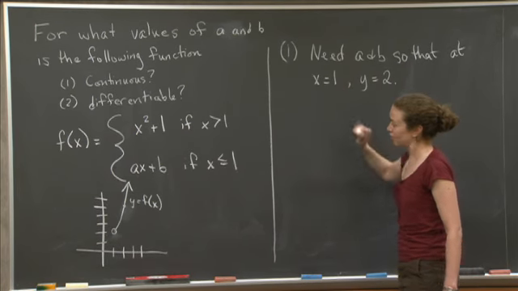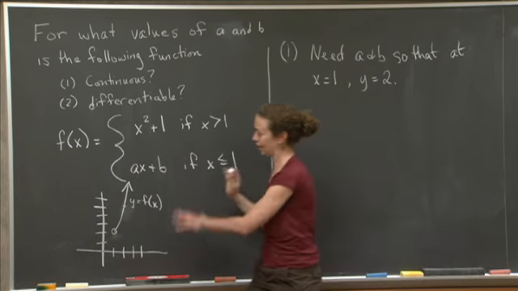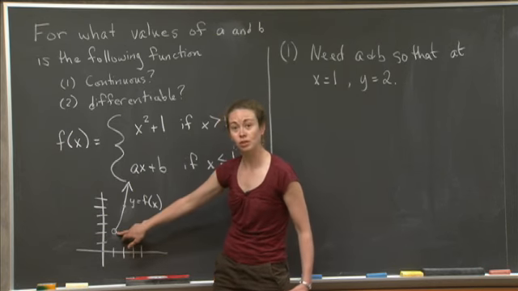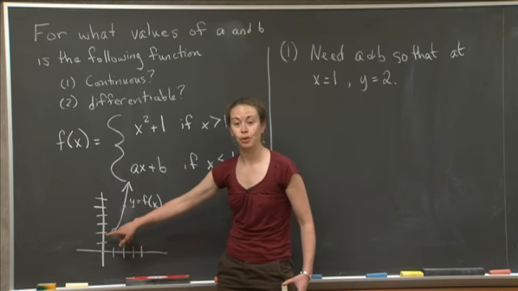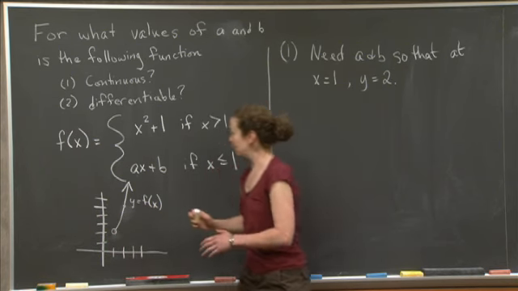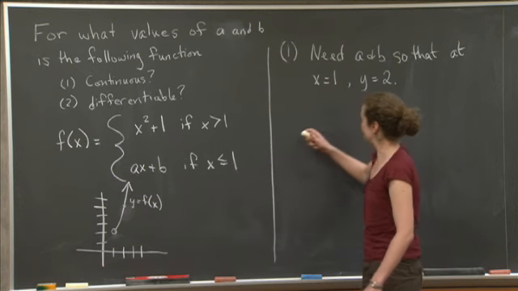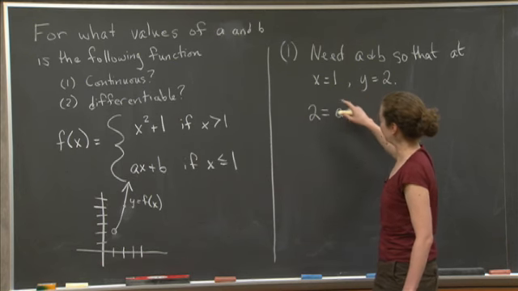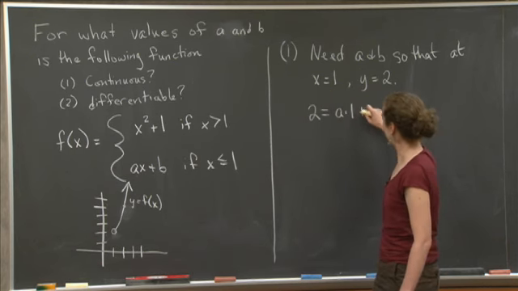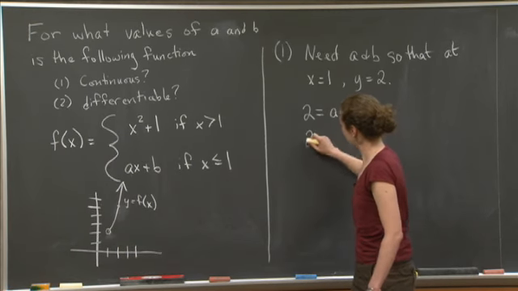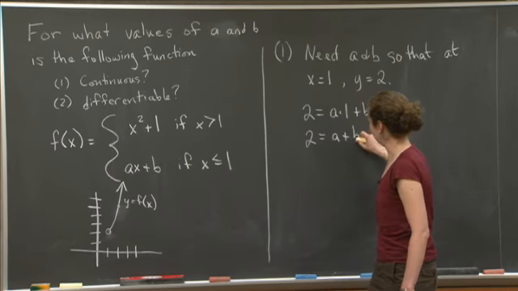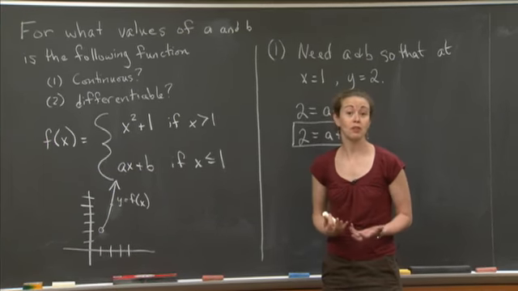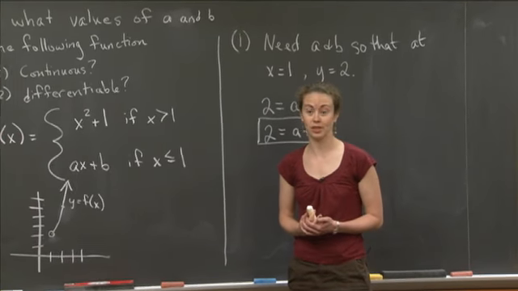So I need y to equal 2 when x is equal to 1. Before I go on, let me just say this point is 1, 2. So what I need is a line that goes through the point 1, 2. So what is that? That would be, in this case, the output is 2, and the input is a times, well, x is 1, plus b. So that means a plus b has to equal 2. And that actually represents all the solutions. So there are an infinite number of solutions I could have.